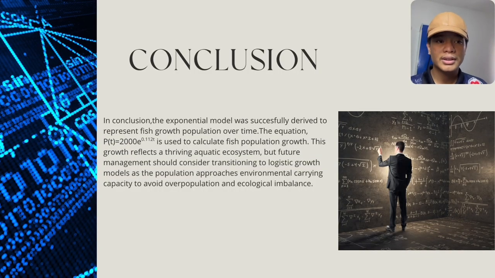In conclusion, the exponential model was successfully derived to represent fish population growth over time. The equation P(t) = 2000e^(0.112t) is used to calculate fish population growth. This growth reflects a thriving aquatic ecosystem, but future management should consider transitioning to logistic growth models as the population approaches environmental carrying capacity to avoid overpopulation and ecological imbalance.